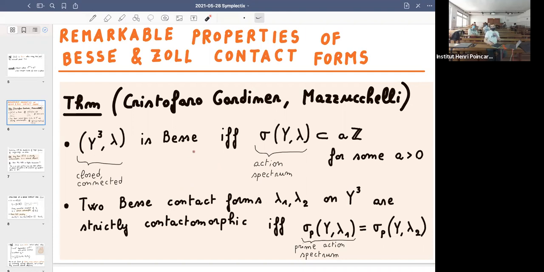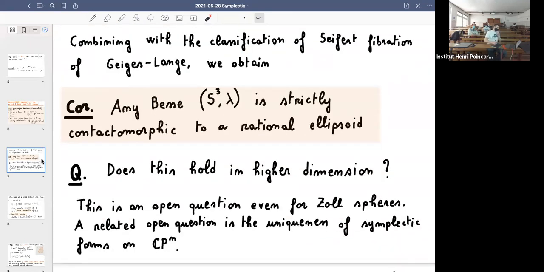I didn't mention it, and I won't really spend much time on it, but three-dimensional Besse contact manifolds are Seifert fiber spaces where the fibration is given by the action. The S1 action is given by the Reeb flow, thanks to the Wadsley-Besse theorem. So combining point 2 of this result with a classification of Seifert fibrations, which is a classical topic, but actually for spheres and lens spaces, it's been completed only recently by Hansjörg Geiges and Christian Lange.